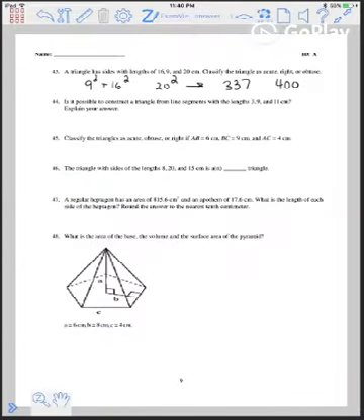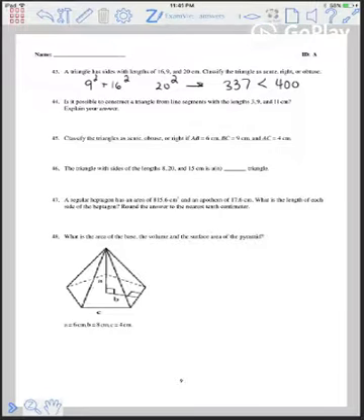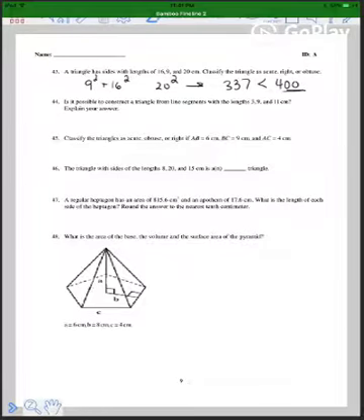So 400 obviously is bigger than 337. So this means if the c squared side is bigger, it means that the triangle is obtuse.